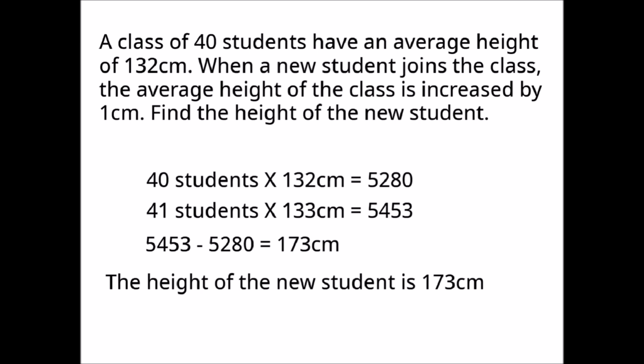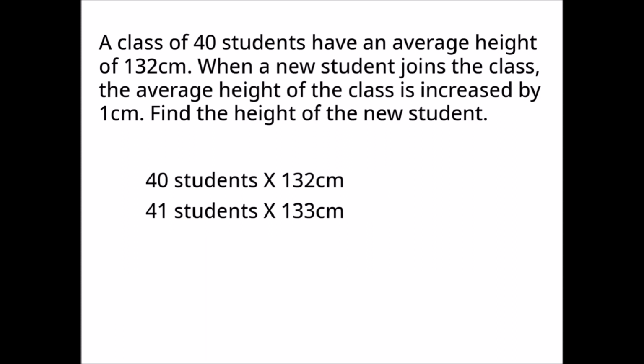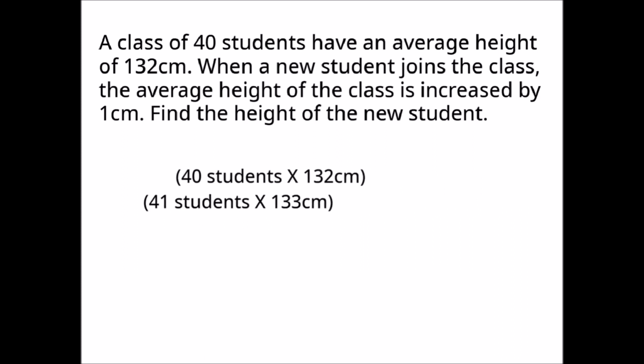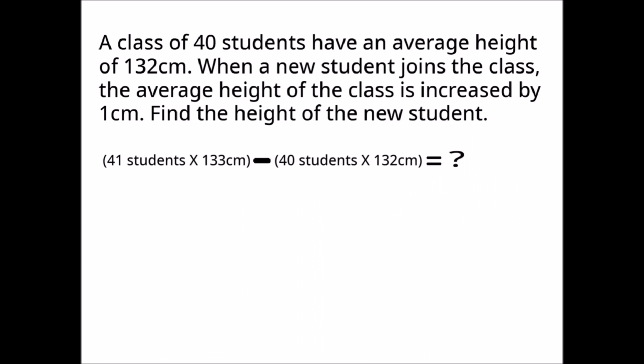So far so good, but what if I tell you that there's a method to solve this type of question on averaging that would only use a fraction of your time, increasing your productivity and never getting wrong answers again. First, let us try to solve the question in another way. We now know that the answer is the difference of the two total heights. Write the equation: 41 students multiply 133 centimeters minus 40 students multiply 132 centimeters.